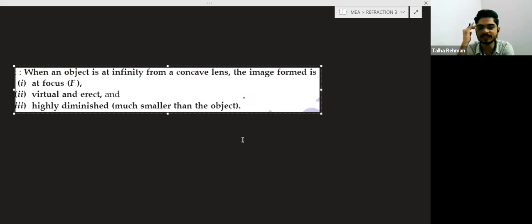When the object is at infinite in front of the concave lens, then your image will be virtual, erect, highly diminished. And position of the image will be at focus. The image will form at focus.